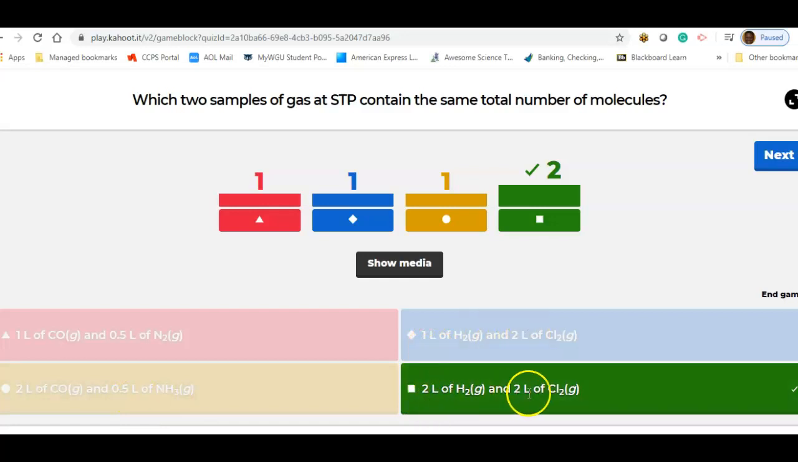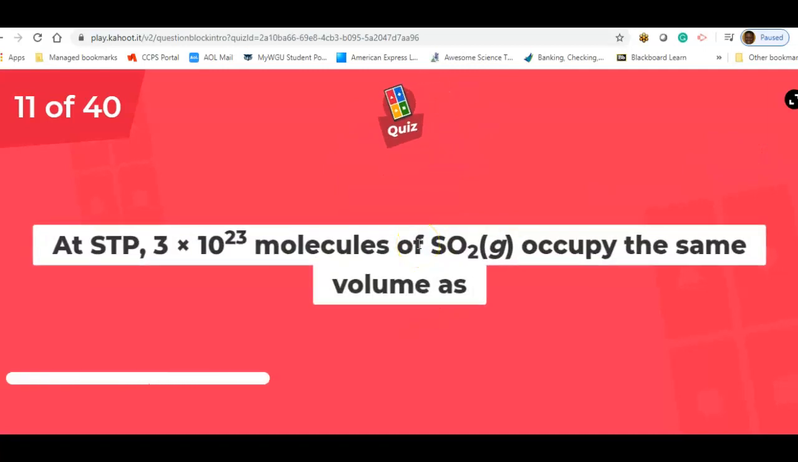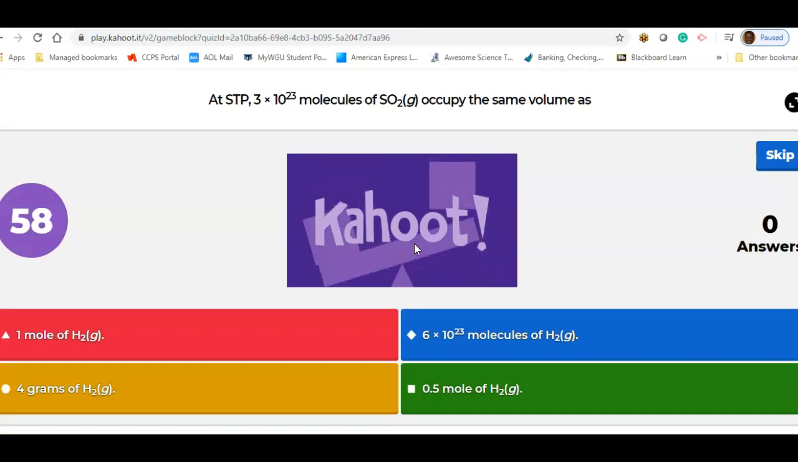So this is 2 and 2. They have the same volume, so they will contain the same number of molecules. So that is 2 liters of H2 and 2 liters of CO2. Just simple mathematics. Here's another tricky question.